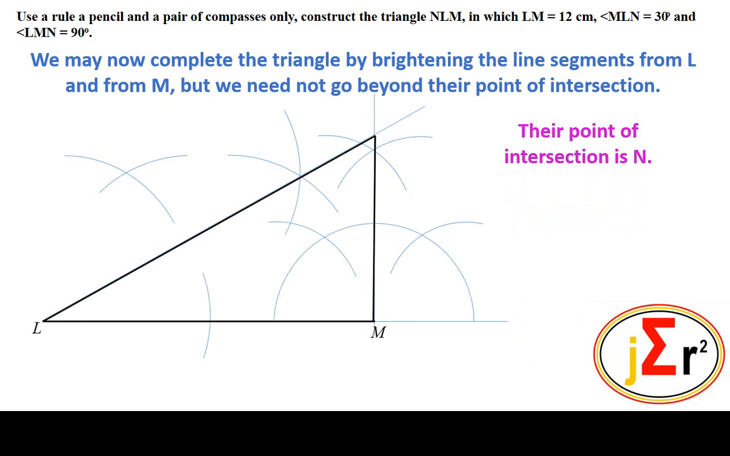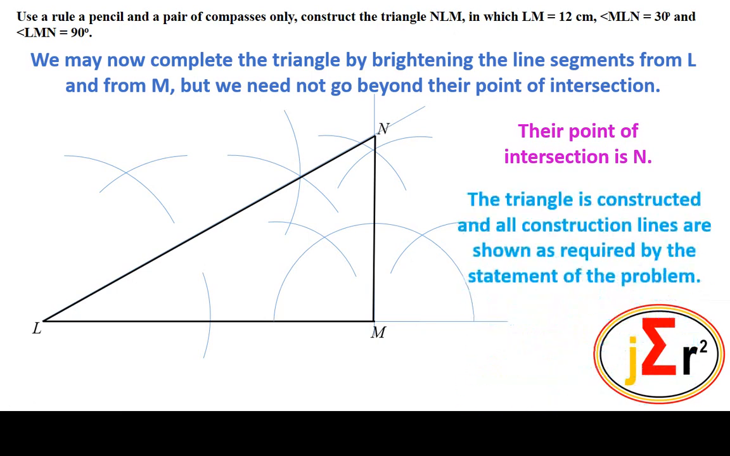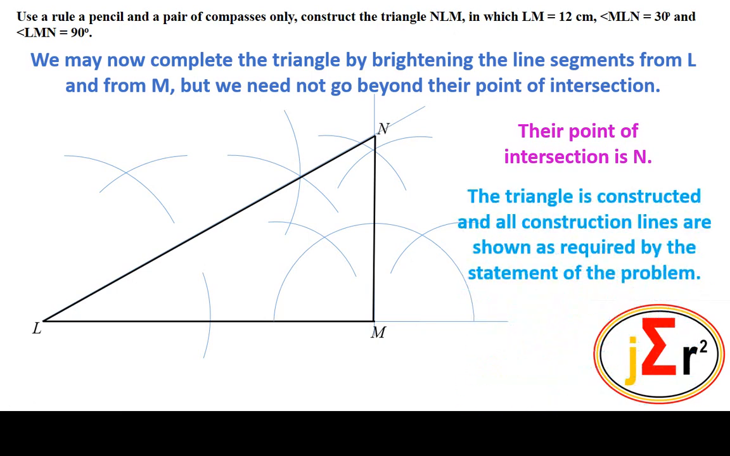So their point of intersection should be labeled as N because we were required to construct triangle NLM. We have L and M, we need N. There it is. The triangle is constructed and all construction lines are shown as required by the statement of the problem. We have finished the entire construct. All construction lines are shown, and we will do well not to label the triangle with the angles required.